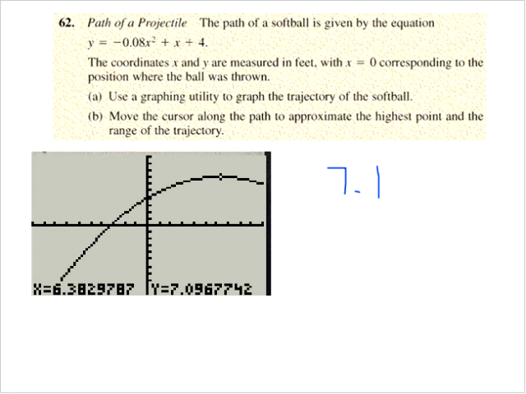So y is less than or equal to 7.1, or whatever you decided to use there for your highest point. Okay, so that's the highest point, and then the range is y is less than or equal to that. So you can have a value less than that for the softball.